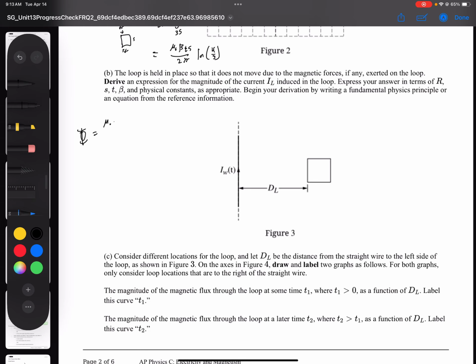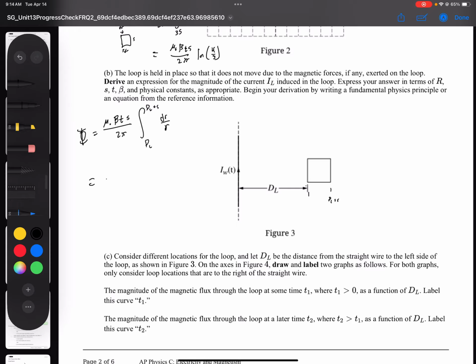So I know the magnetic flux for my earlier expression is beta t times s, where s is the length of the side, over 2 pi. And I'm going to integrate. So again, I'm integrating across, right? I'm at some distance dl apart, and then at this point, I'm at a distance of dl plus s. So I'm going to integrate from dl, okay, so that's lowercase l, to dl plus s of dr over r, okay? And the integral of that is just ln r.